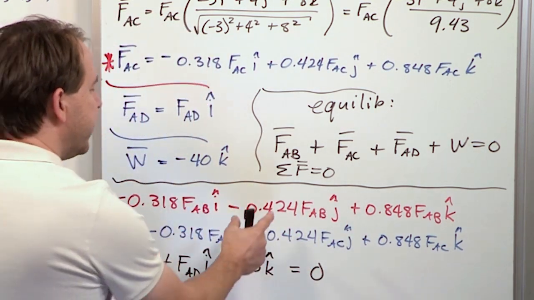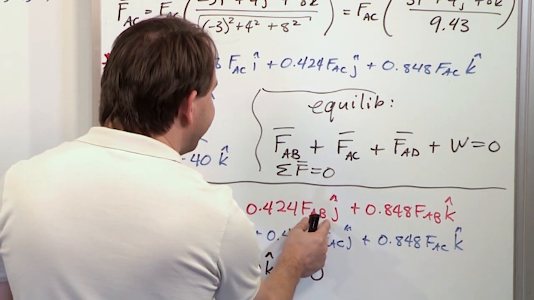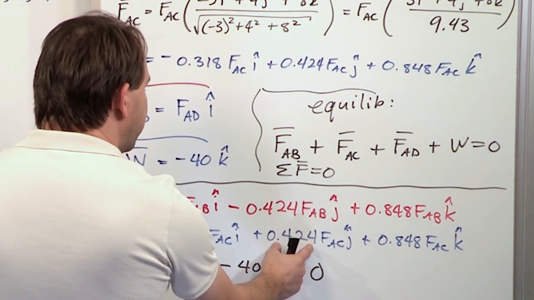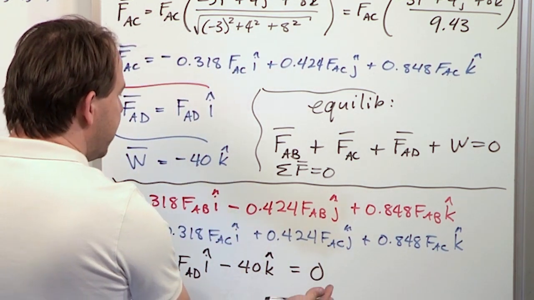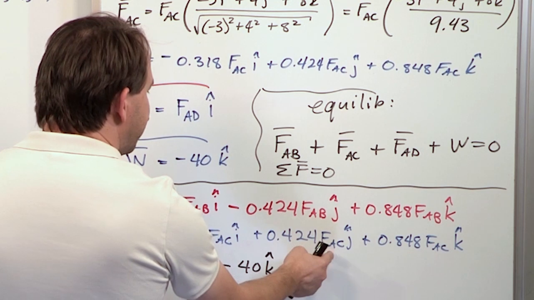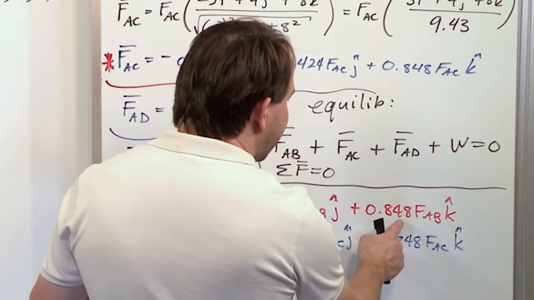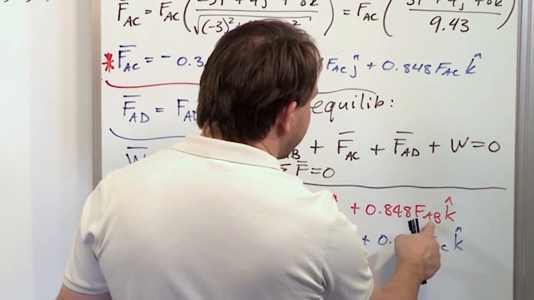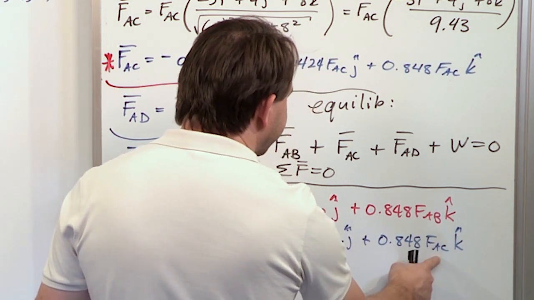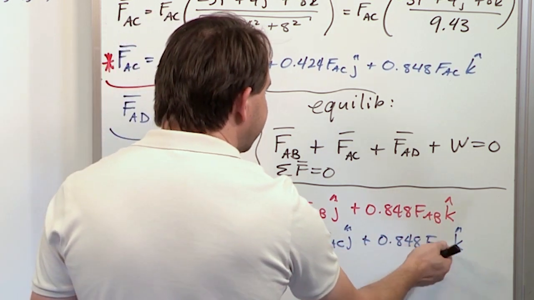But you can't do that because this is 0.424 times a force, FAB. This is 0.424 times a force, FAC. You can't just add these together, because they're different. They're multiplied by different forces here. You also can't just add these together and say 0.848 plus 0.848 because you've got different forces here. So it's like X and Y. These are totally different deals.